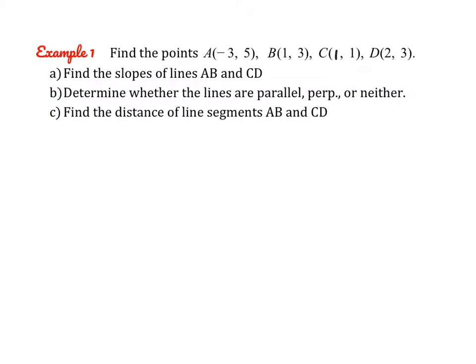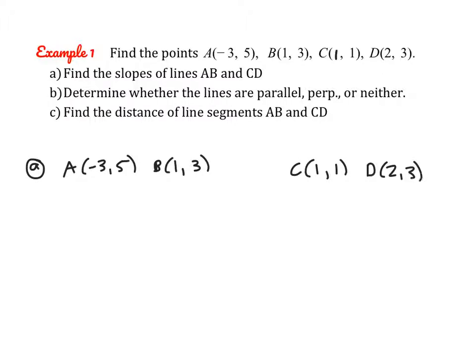All right, so let's give all these a try. First, we are given 4 coordinates, A, B, C, and D. And first they would like us to find the slopes of lines AB and CD. A is -3, 5, B is 1, 3, and then C is 1, 1, and D is 2, 3. So first let's find the slope of line segment AB. Remember, M is the variable that we use to represent slope. So let's use our formula, but before we do that, let's label our coordinates.